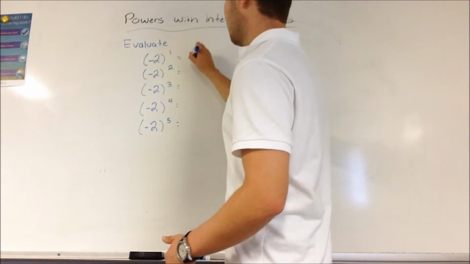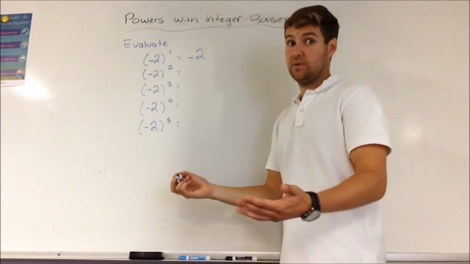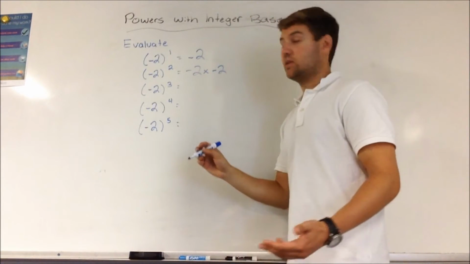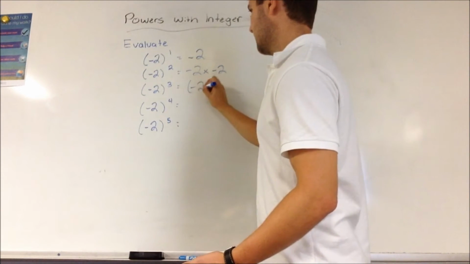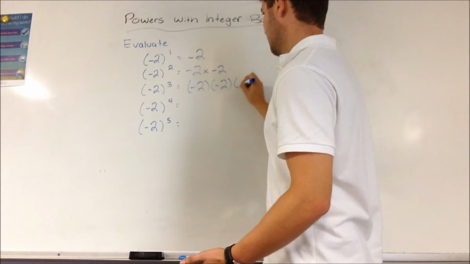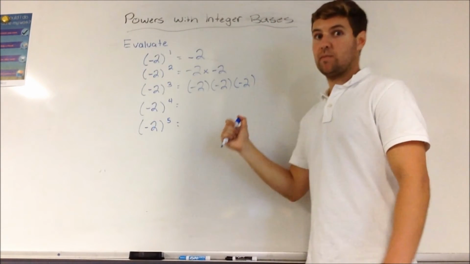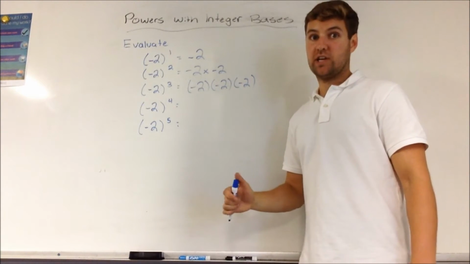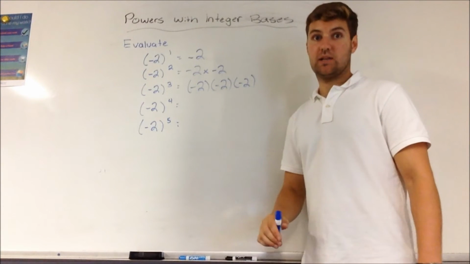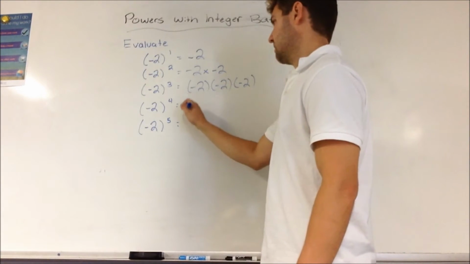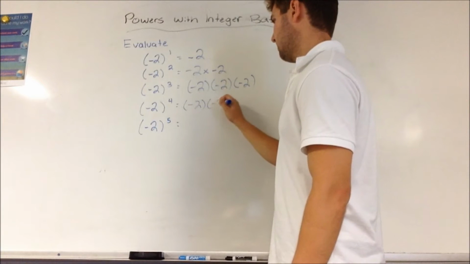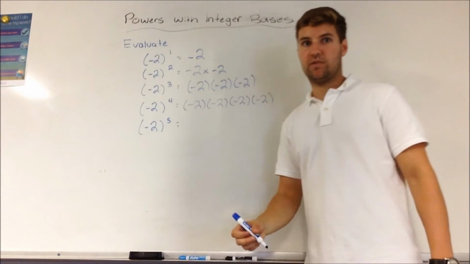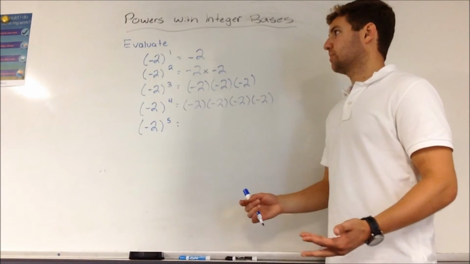So -2 to the exponent 1 is just -2. -2 to the exponent 2 is -2 times -2. -2 to the exponent 3, and I am just going to stop writing our times symbol. Remember, if we write it beside each other in brackets, it means multiplication. So -2 to the exponent 3 means -2 times -2 times -2. And similarly, -2 to the exponent 4 would be four -2's. And I'm going to leave this one for now. So let's look at evaluating them.